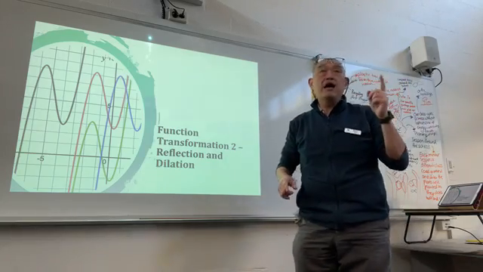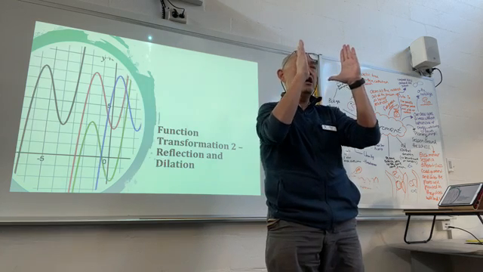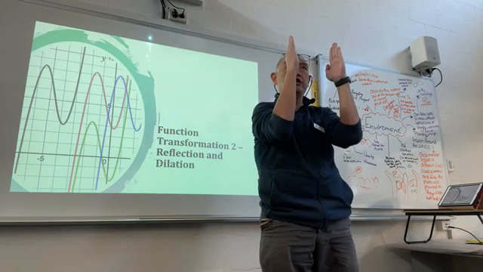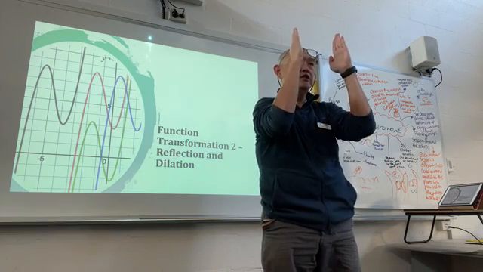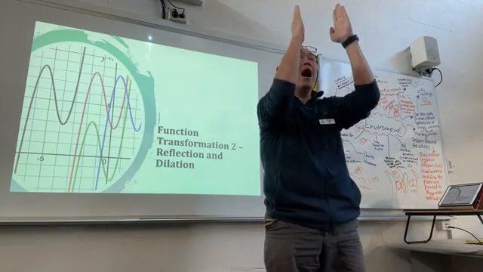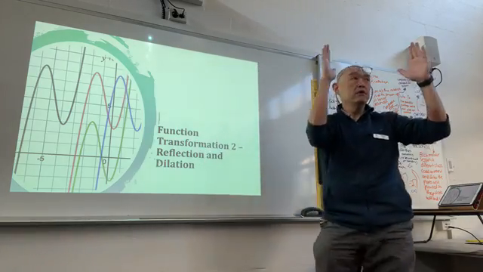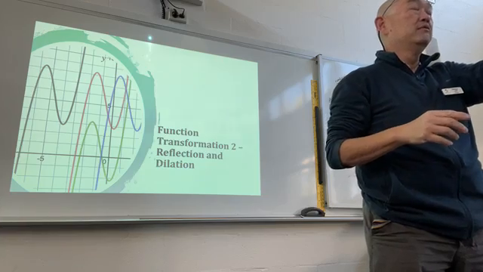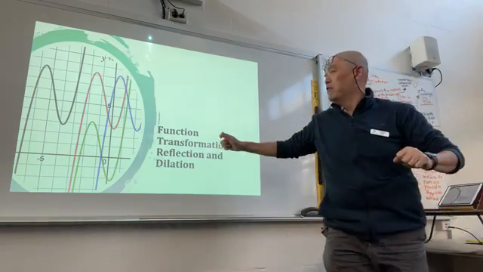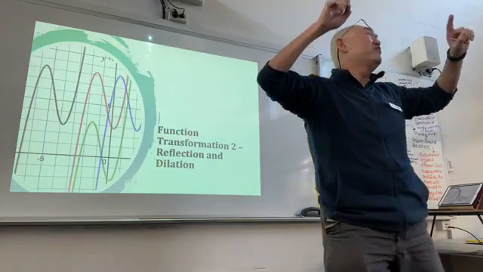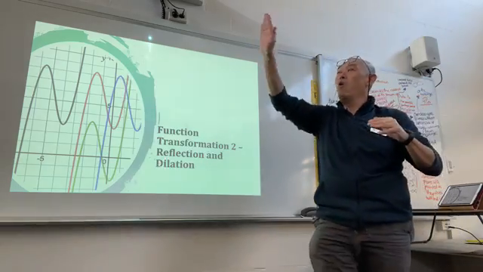Yesterday, I talked about the translation. Translation, listen, is actually the function does not change any shape at all. No reflection, no dilation. The function just moves left or right or up and down. The shape remains the same. Dilation, the shape will change. It will either be squashed in or expanded out. Reflection, it could have the change of shape and then reflect by the x-axis or y-axis.